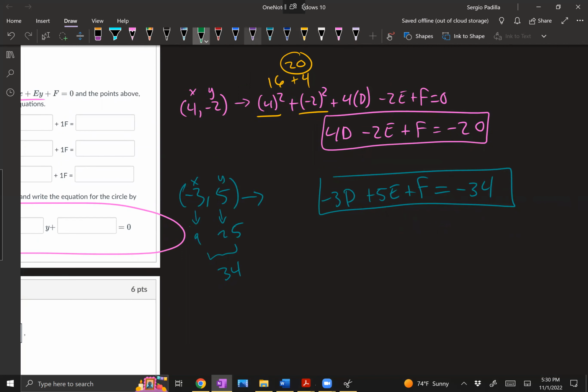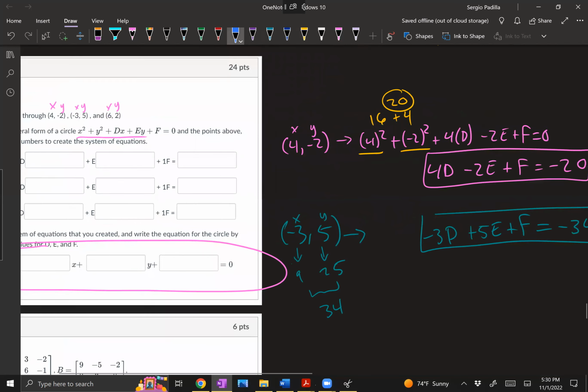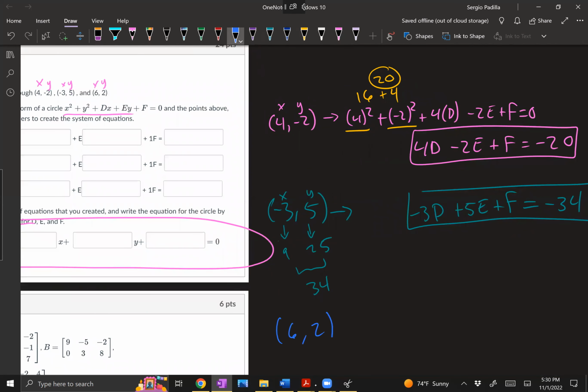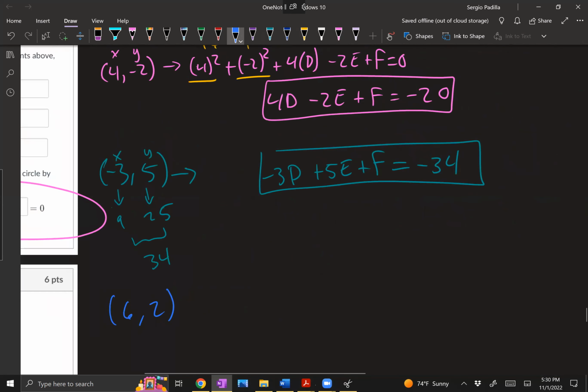The last one is the coordinate 6, 2. Oh, that's how tall I am. Hey, look at that. 6, 2. So again, I'm going to have 6d plus 2e plus f is equal to 6 squared is 36 plus 2 squared is 4. 36 plus 4 is 40. Is equal to negative 40 on this side.